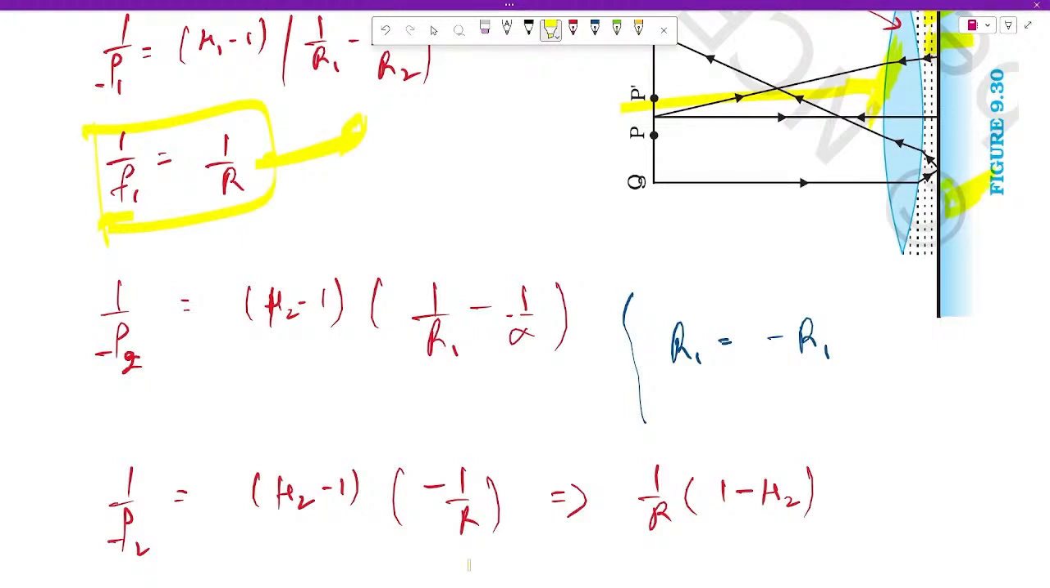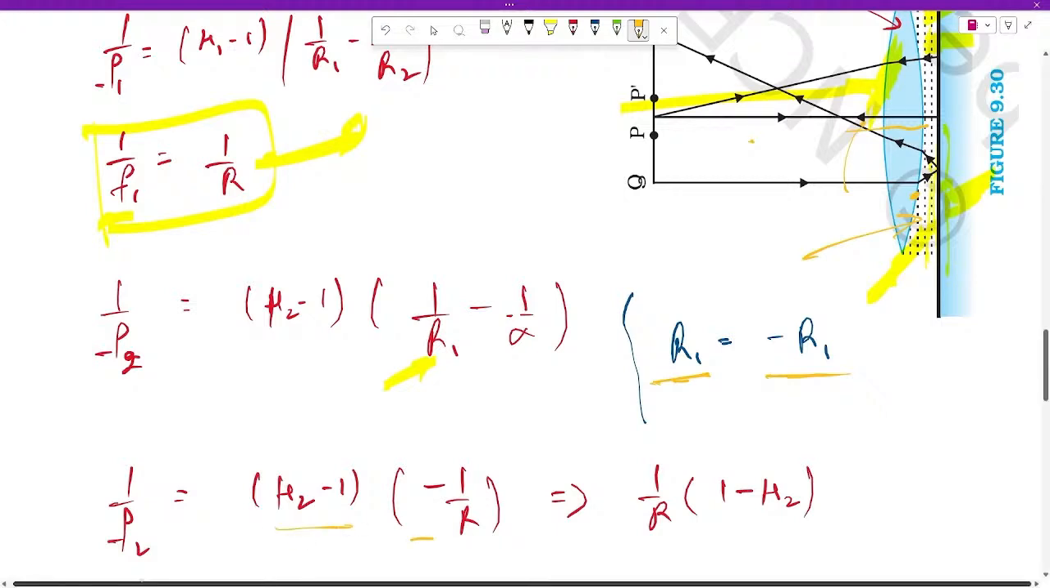Since the other side is plane for this liquid, it would be 1 by infinity. Now R1 for this would be this side, which is equivalent in magnitude with this one, and its center would lie on the left hand side, so we can write R1 as minus R, as calculated in the previous part. Now substituting 1 by R1 as minus 1 by R, we get 1 by F2 equal to (mu2 minus 1) times minus 1 by R. Now we get 1 by F2 equal to 1 by R times (1 minus mu2).